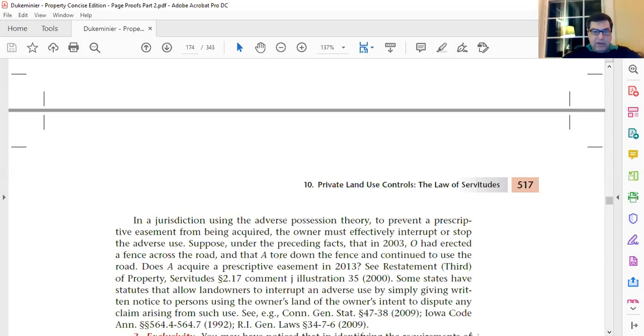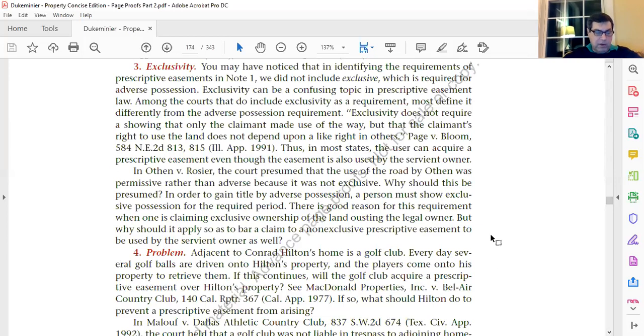Now, take a look at note 4 on page 517. Here we have a person who lives by a golf course, and the golfers keep coming onto the person's property to retrieve their golf balls. And so the question is, assuming that goes on long enough, does the country club acquire a prescriptive easement? Well, they cite a case here, the McDonald Properties case, where the court found an easement for the country club and its members so that they could come onto the property and continue to retrieve their golf balls.